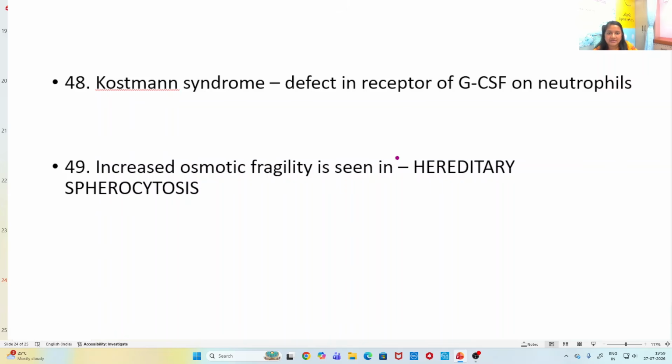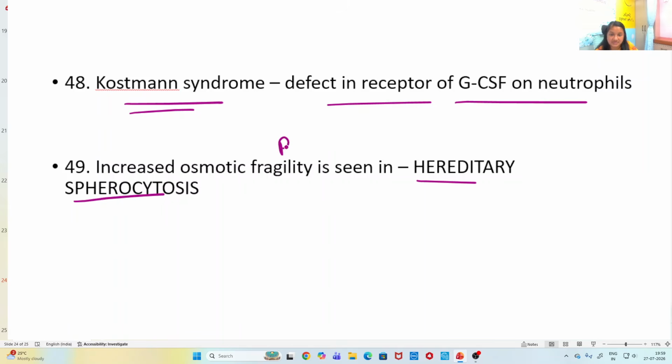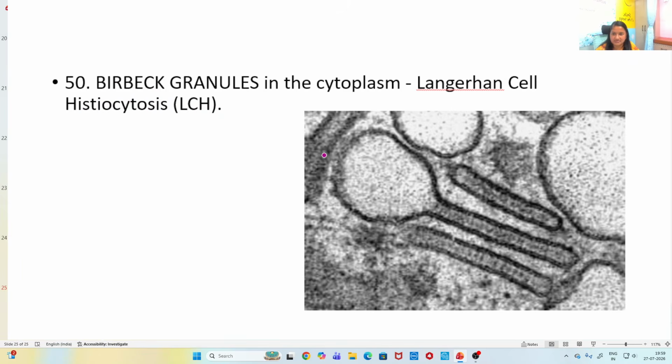Kostmann syndrome is due to a defect in the receptor of the G-CSF on neutrophils. Okay, the granulocyte colony stimulating factor attaches to the neutrophils with the help of this receptor. There is a defect in this receptor in case of Kostmann syndrome. Increased osmotic fragility of RBCs is seen in hereditary spherocytosis.